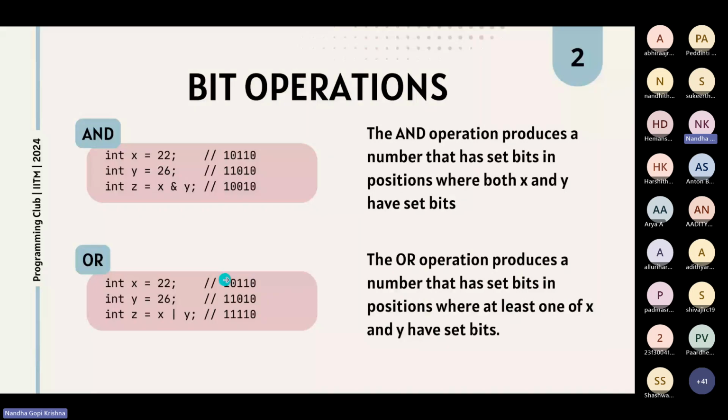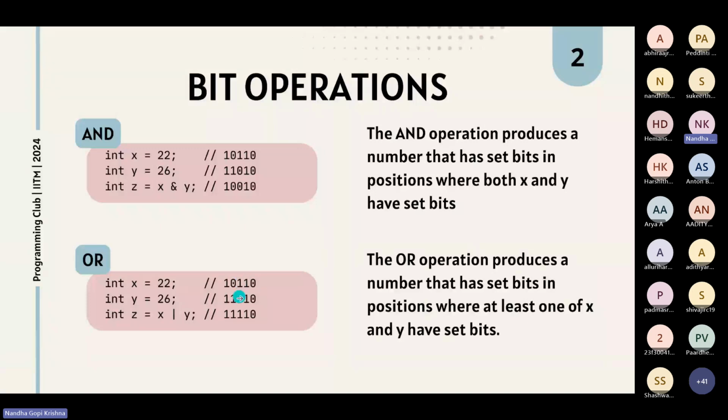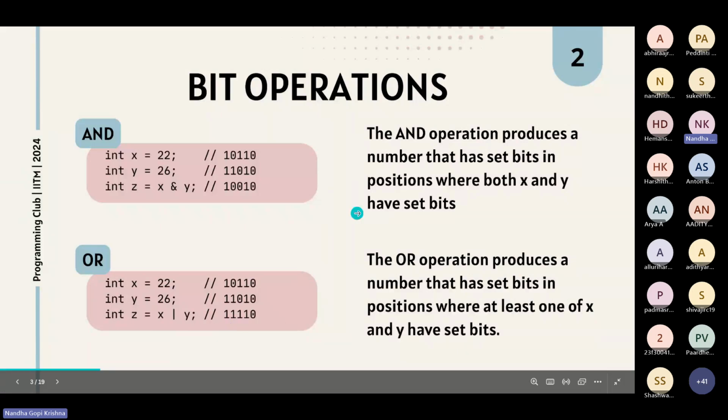The least significant bit in X is 0, the least significant bit in Y is 0, therefore the least significant bit in Z is also 0. Now moving on to the other bits, 1 is input, 1 is output, 1 0 is input. Since there's at least one input that is 1, the output is also 1. 0 1 is the input. Since at least one of the inputs is 1, the output is 1. 1 1 is input. Since both are 1, it does not matter. It is also 1. Since at least one of the inputs is 1, here also it is 1. You can see with 22 and 26 as inputs, we get this particular binary number as output.